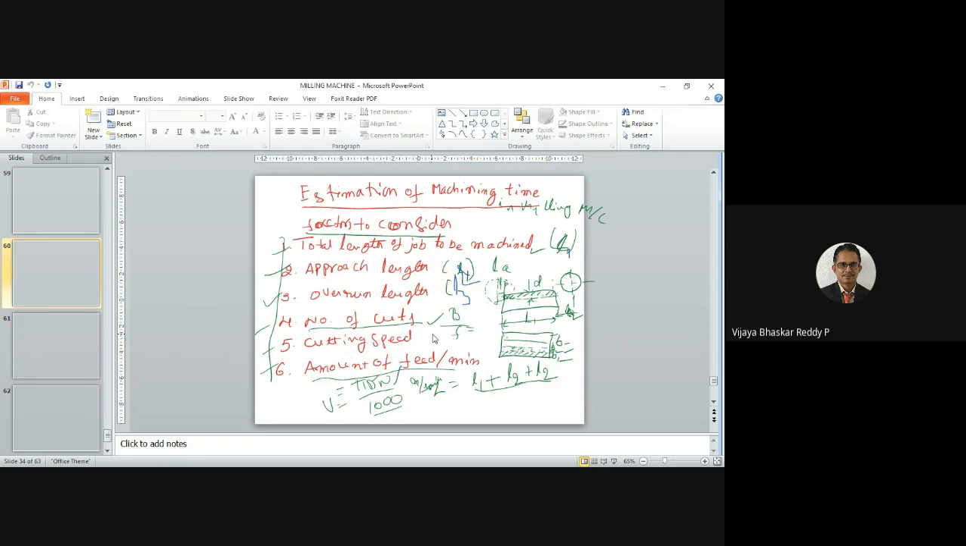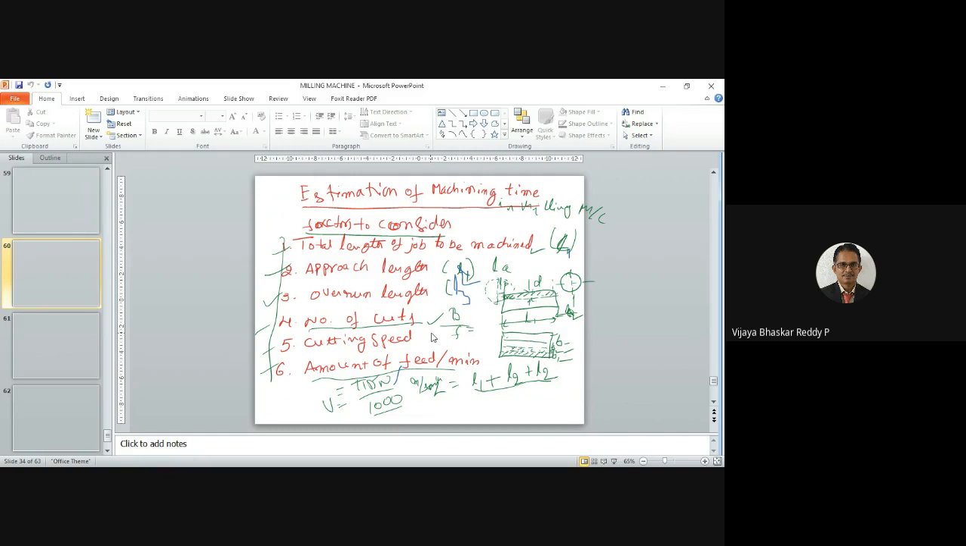The number of cuts is the breadth of cutting divided by F, B by F, where F is the feed per pass that we give. Based on that, we can decide how many passes or cuts are required. And cutting speed we can calculate: V equals pi D N by 1000. The feed per minute we can also calculate.